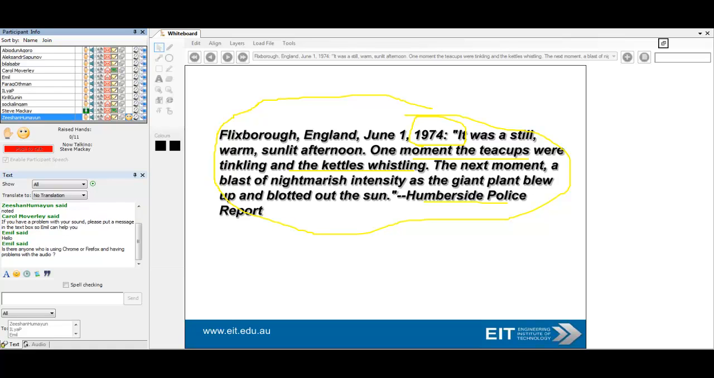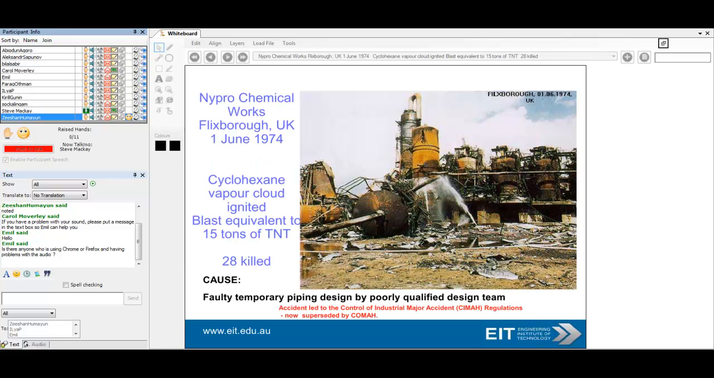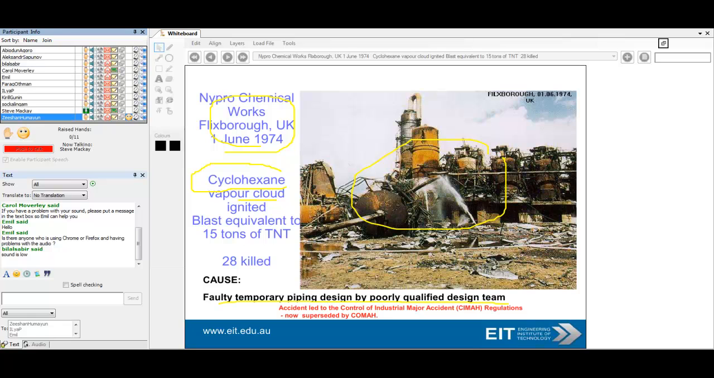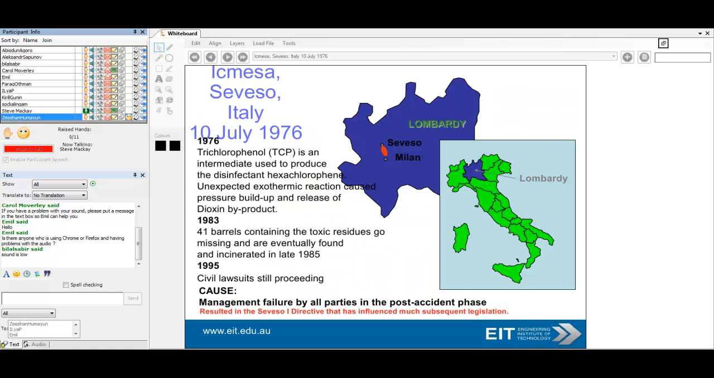Teacups were tinkling and the kettles whistling. Next moment, a big explosion. So in Flixborough, 1974, a massive explosion was caused by a temporary modification, designed by a poorly qualified design team. So bad training, a bad design team, poor piping put in in a temporary fashion, and of course you had a cyclohexane cloud, and a blast equivalent to 15 tons of TNT. 28 killed. So, obviously, a very bad situation.